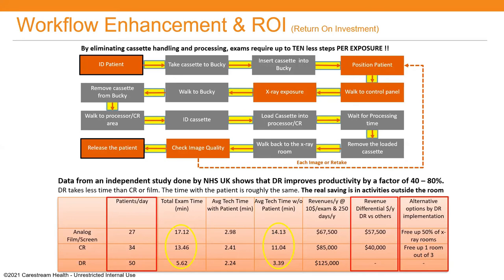Even if you want to be more conservative and invest on the CR side, you see the difference here of 85,000 versus 67,500. So you have a benefit of $17,500 that you can make in 1 year minimum. So the transition from analog to CR also pays for itself. So this is one possibility, to increase the number of patients.